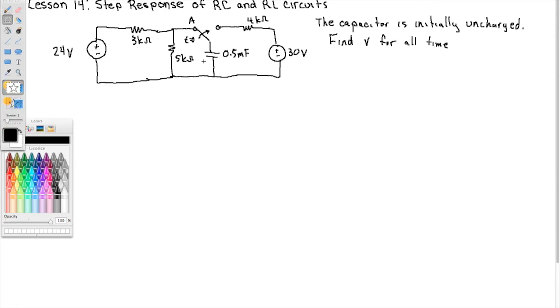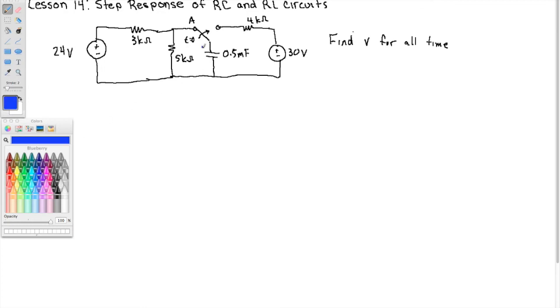Actually, let me back up. We can't say that it's initially uncharged because the current state of the switch, there is some energy there from the 24 volt source. So we're not going to say the capacitor is initially uncharged. My mistake there. So we are going to say find V for all time. And here's V. Okay. So again, I want to clarify that it is charged before the switch. Because of the 24 volt source, there's going to be a voltage across the switch there. And then when we switch it to position B, there will be another voltage there.